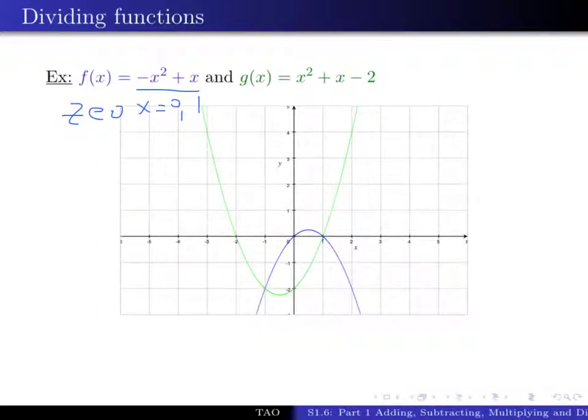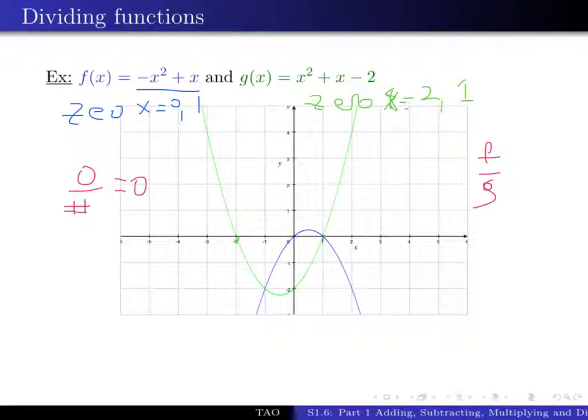Okay, and my green is going to be 0 at x equals -2 and 1. All right. Now, when I divide, if I take this f over this g, being 0 on the top, where the bottom is some arbitrary number, has to make the thing 0, right? 0 over a number which is not 0 is 0.